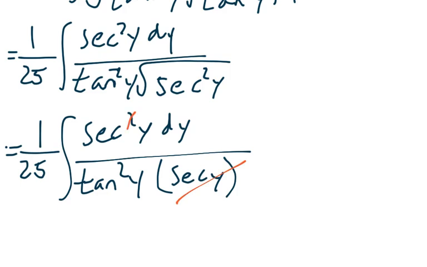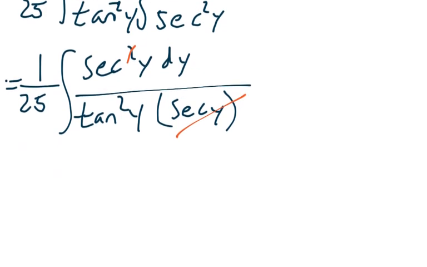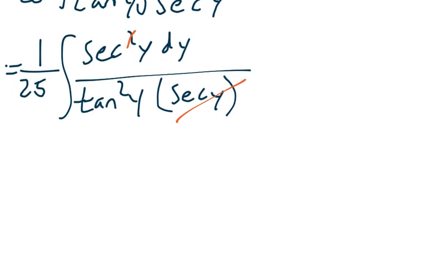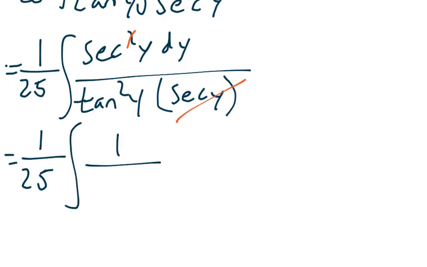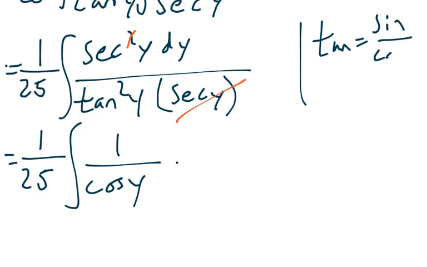So now it's a little bit hard. I mean, it looks hard still. We have our secant y over tangent squared y. That still looks hard, but it's not so bad. So whenever you get to this step, let's write everything in terms of our sines and cosines. Secant y is 1 over cosine, right? Tangent is equal to sine over cosine.